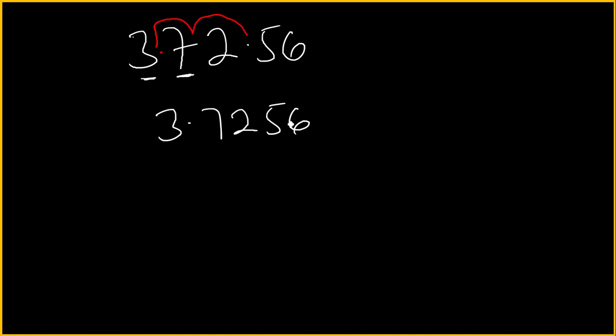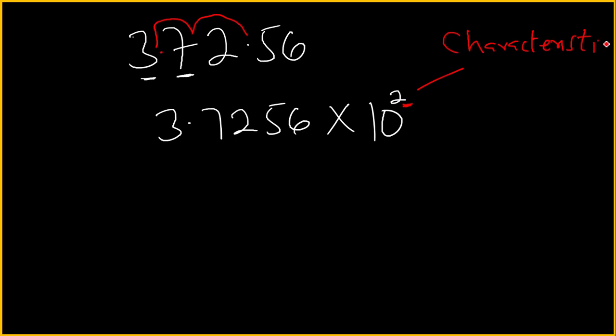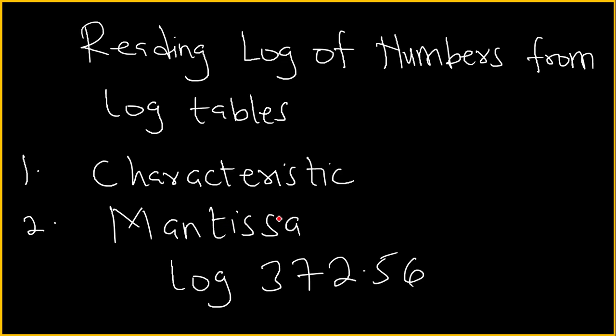Now the number is transformed into a standard form, which is 3.7256 times 10 raised to the power 2. So the 2 here is the movement of the point, and it denotes our characteristic. So the characteristic is the exponent or the index of 10, as our decimal number has been converted to a standard form.